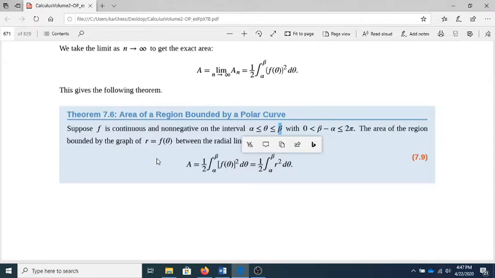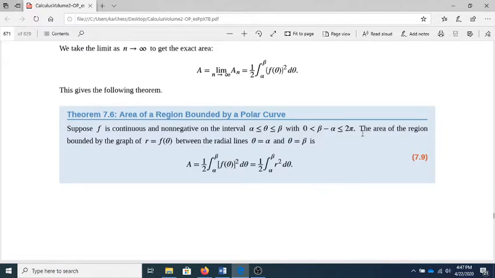Oh, they also give us a caution that if alpha and beta are our a and b, the interval of integration, then that interval shouldn't be bigger than 0 to 2 pi. It shouldn't be a span bigger than 2 pi, because if we go past 2 pi, we're almost certainly retracing the curve.